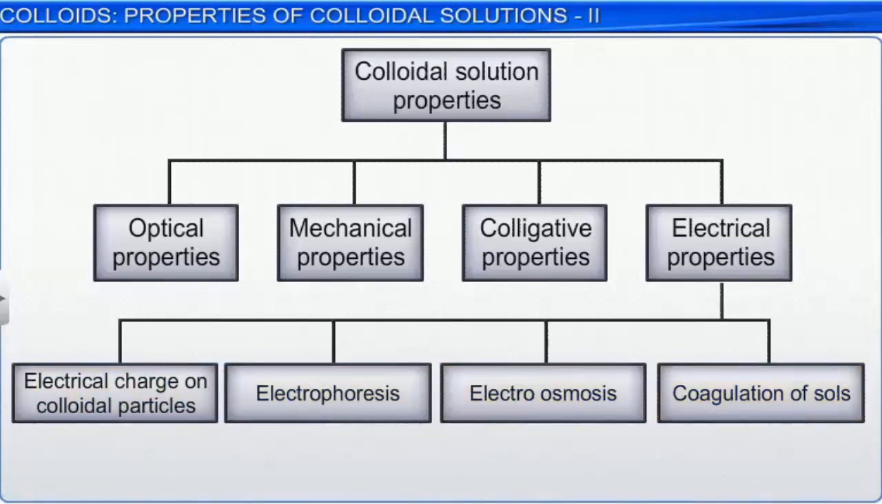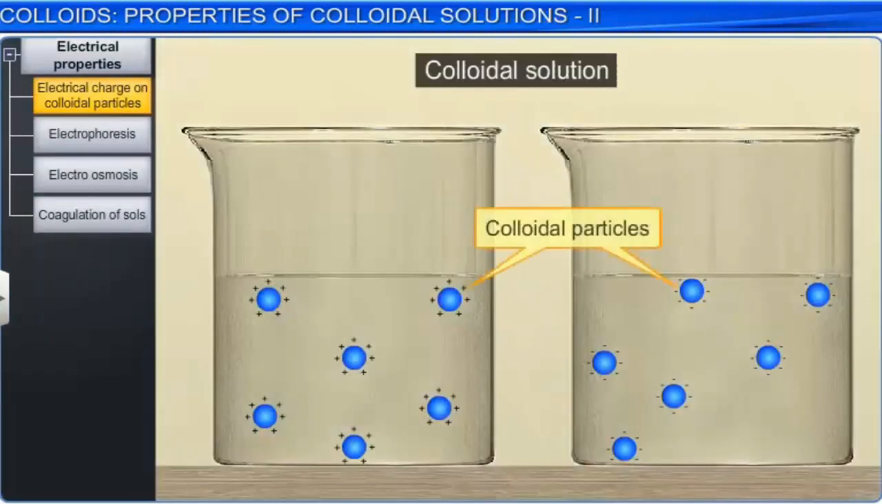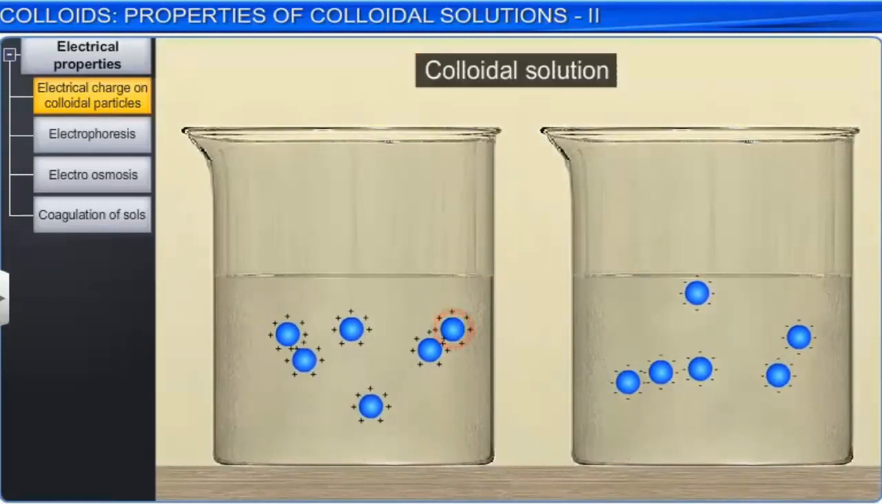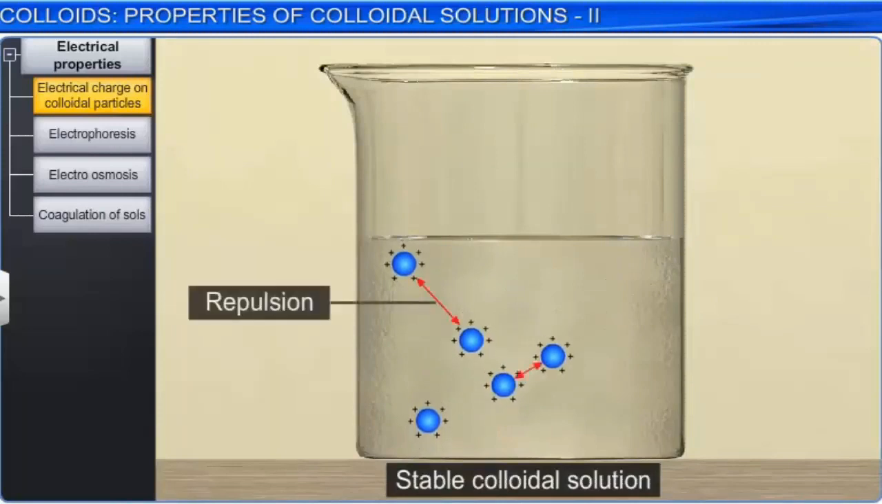Let us first discuss the most important electrical property, the presence of electrical charge. The particles of a colloidal solution possess a definite electrical charge, either positive or negative, on them. Due to the presence of the same charge, they repel each other and do not combine to form larger particles.